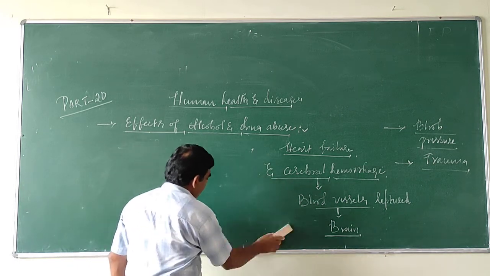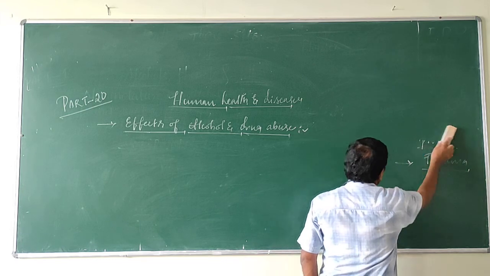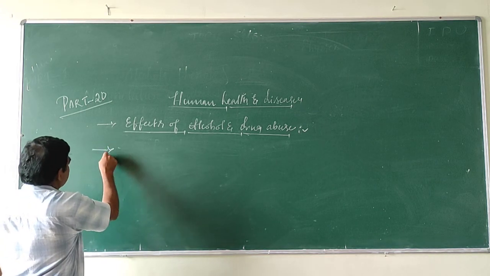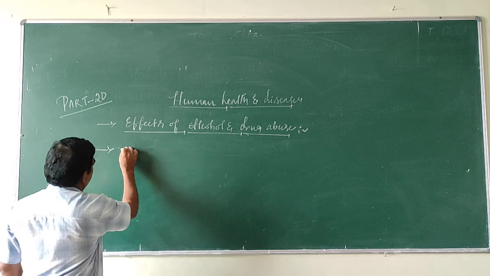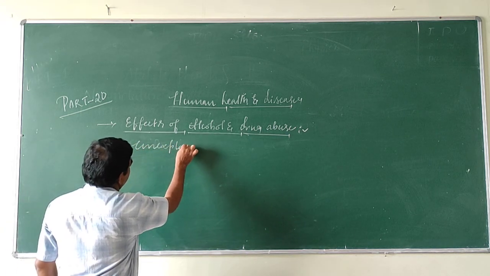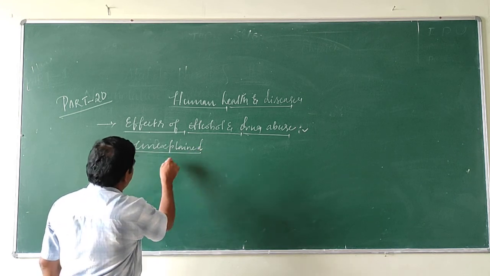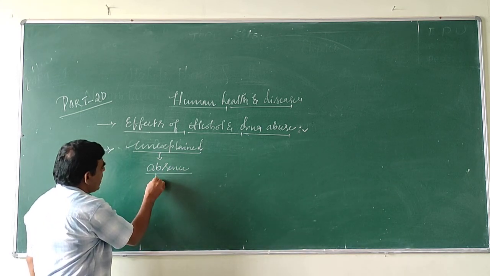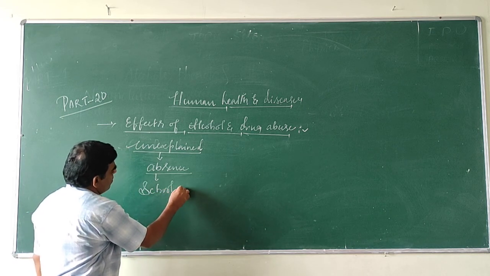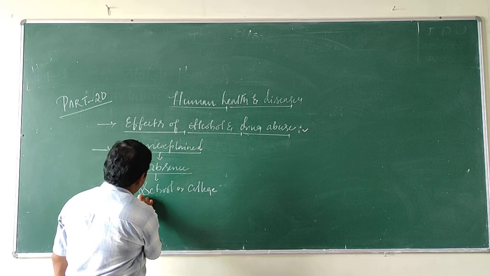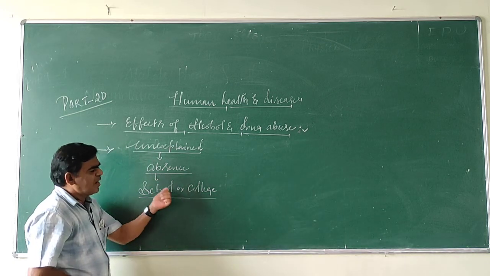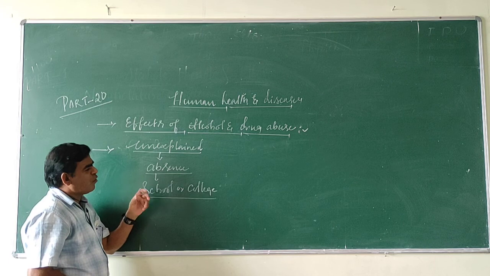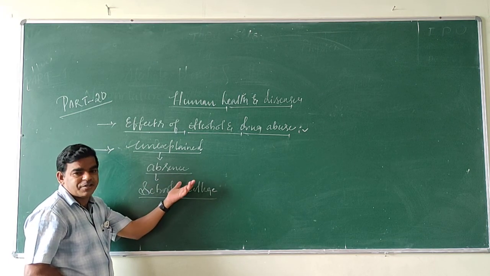Next one is unexplained absence of school and college. The addict, the alcohol or drug addict students do not explain the reasons for absence from school and college.